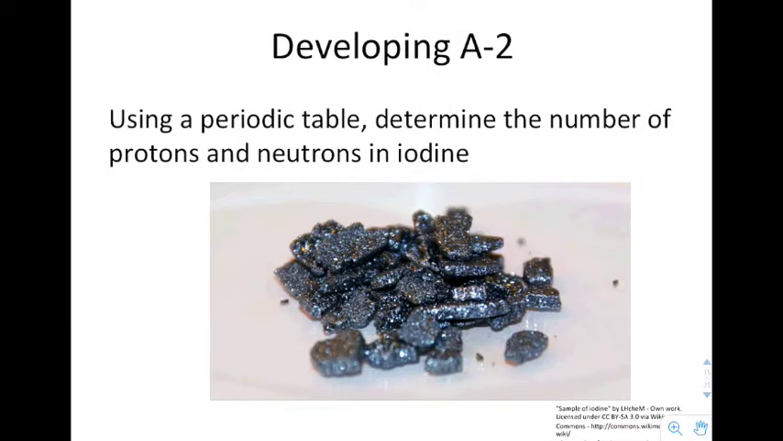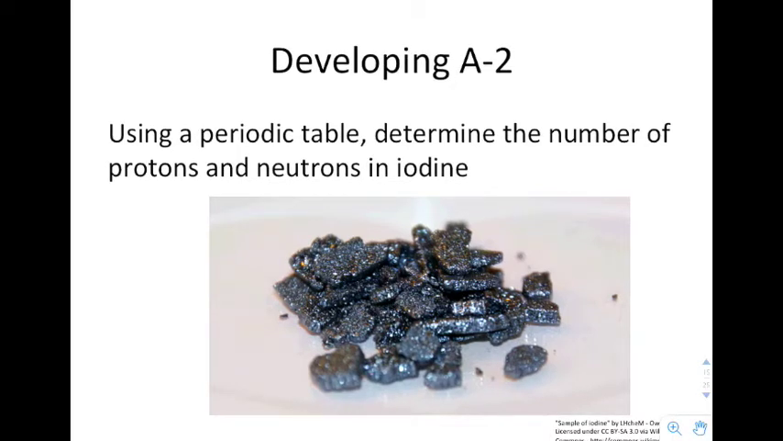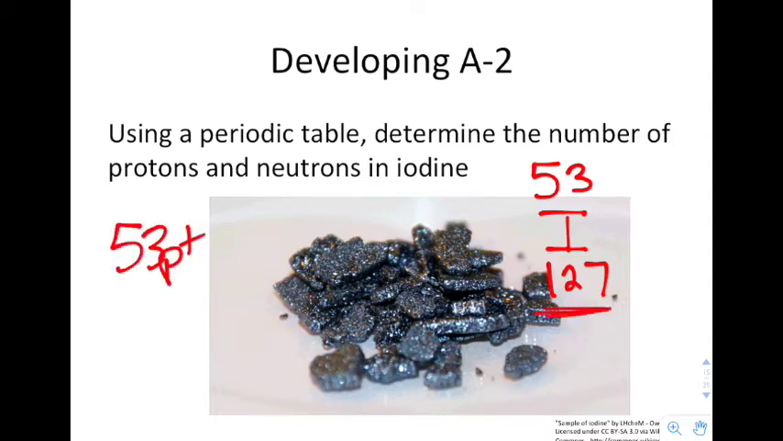It says use the periodic table to determine the number of protons and neutrons in iodine. So we look at the periodic table when we find iodine, and we see that it has an atomic number of 53 and an atomic mass of 127. So it looks something like this on the periodic table. What that tells us is we know that iodine has 53 protons. Now remember, 127 represents the protons plus the neutrons. So if we take 127 and we subtract the 53 that we know are protons, we can figure out that we have 74 neutrons.